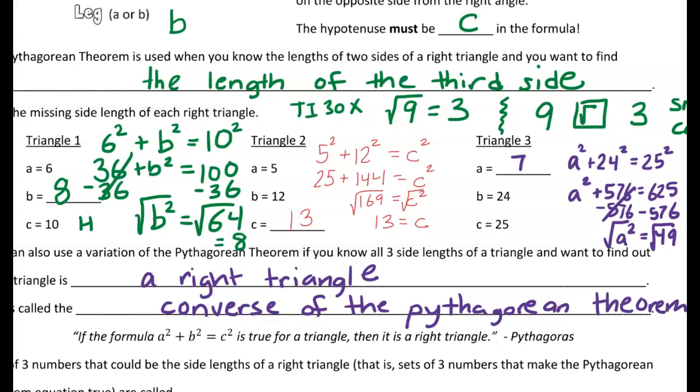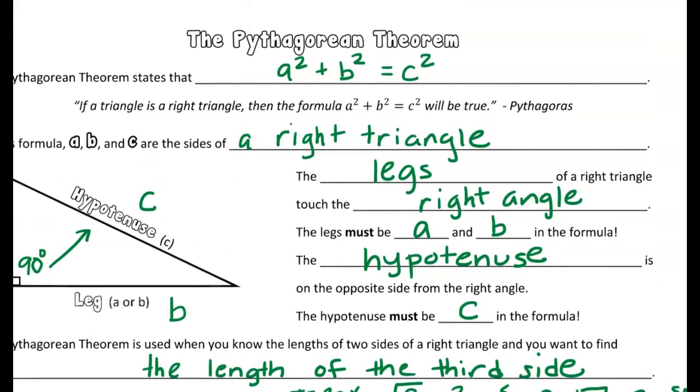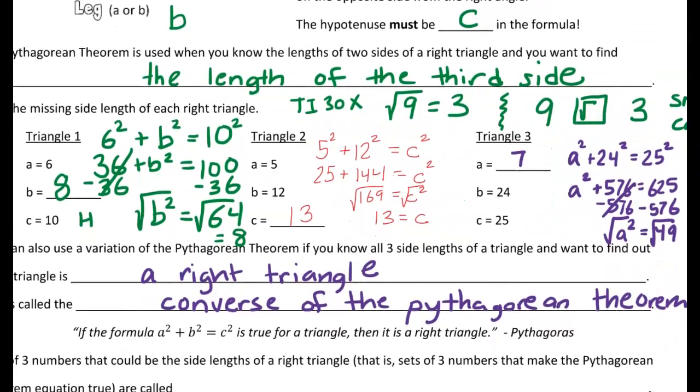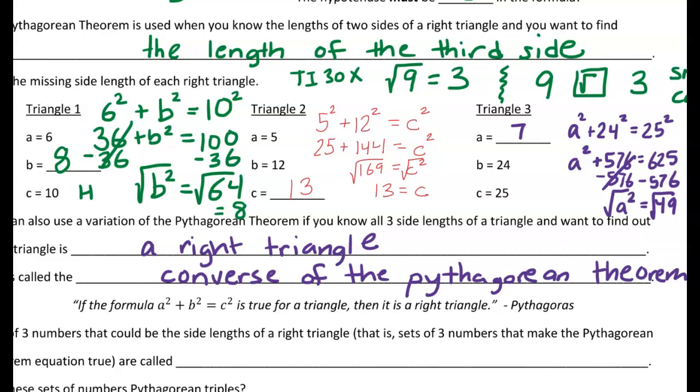So basically you take the statement you had up at the top, that if a triangle is a right triangle, then the formula will be true. And we are just going to switch the if and the then and say if the formula a squared plus b squared equals c squared is true, then it is a right triangle, and that would be a proof.